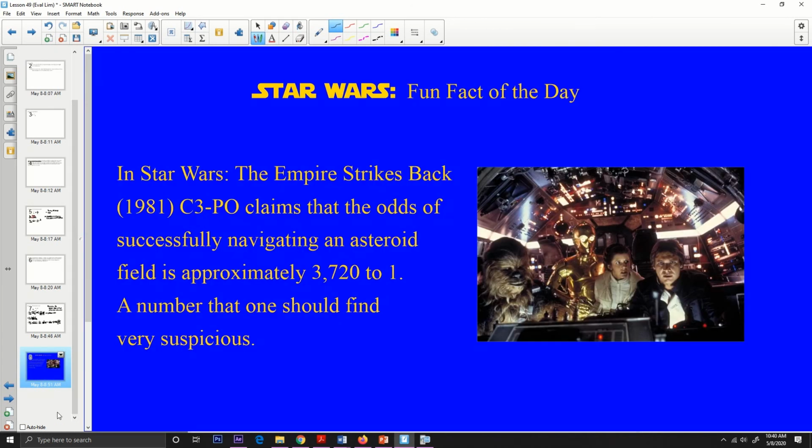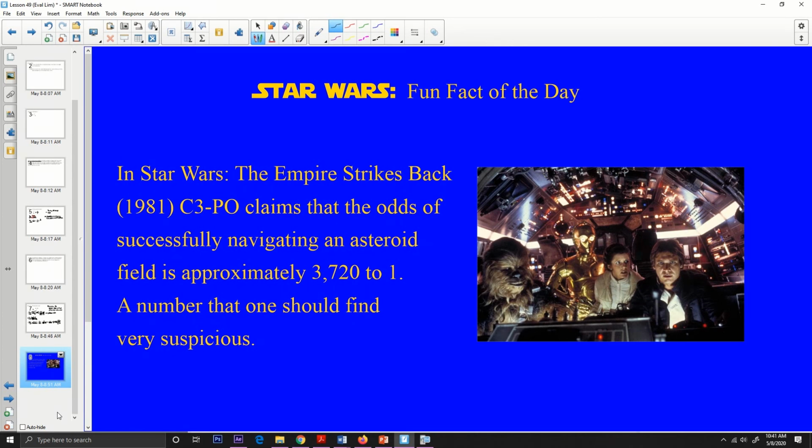So, the Star Wars fun fact of the day: in Star Wars Empire Strikes Back, C-3PO claims that the odds of successfully navigating an asteroid field is approximately 3,720 to 1. And that number we should find very suspicious, because when you're thinking about odds, it's basically saying that if you were to travel through an asteroid field 3,721 times, you would expect to successfully do it once, which translates down to about 0.27%.